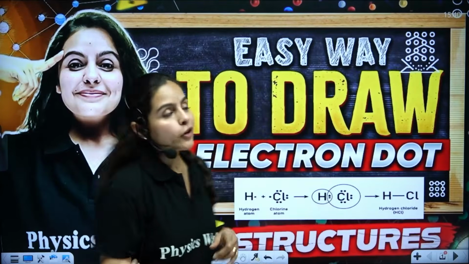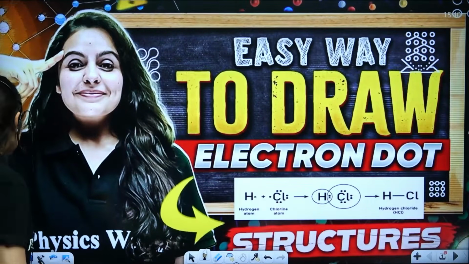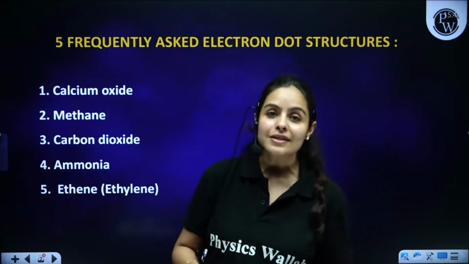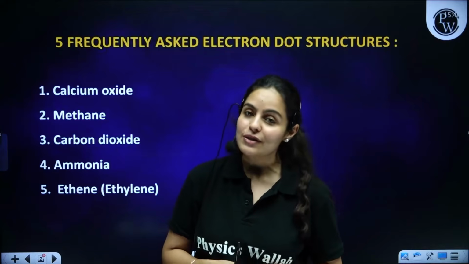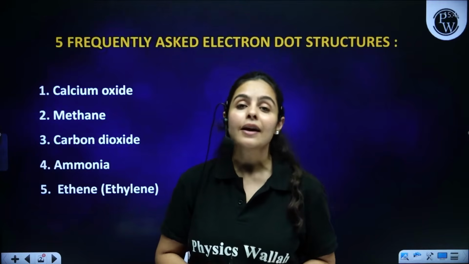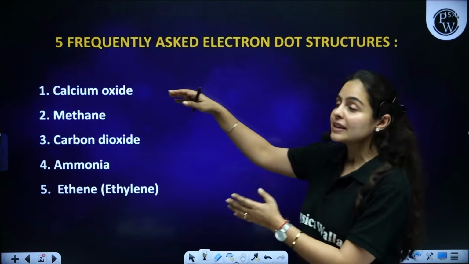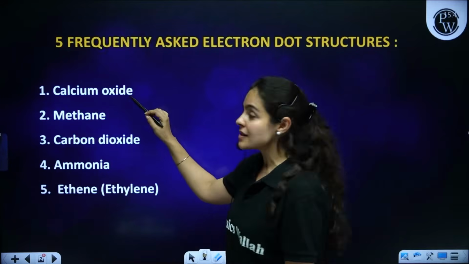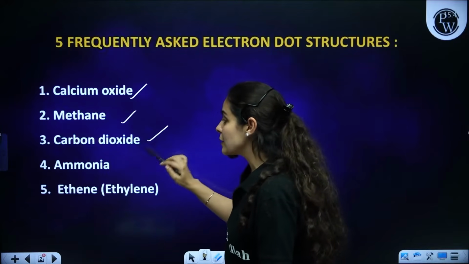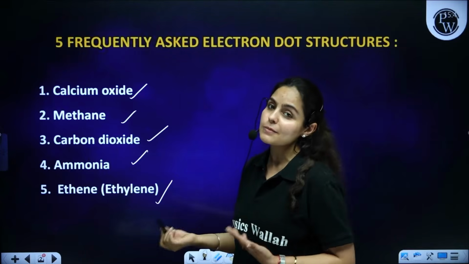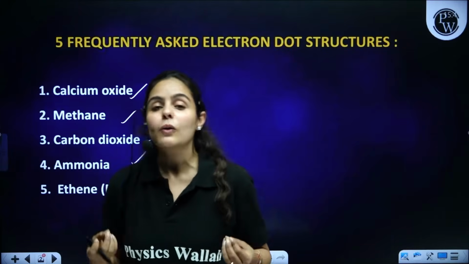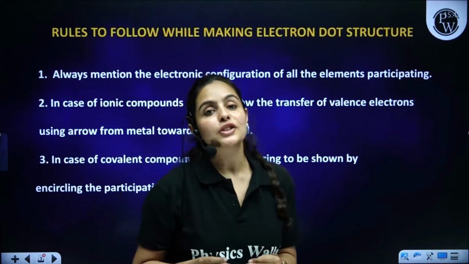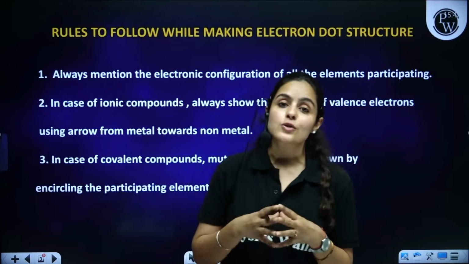So as we are talking about the easy way to draw structures, why not talk about the frequently asked electron dot structures, whether it's your ionic compound or covalent. So let's talk about the most frequently asked electron dot structures. These are the important ones: calcium oxide, methane, carbon dioxide, ammonia, ethene, and sometimes they also ask you ethane or ethyne. Now let's talk about certain rules that you need to follow while writing electron dot structures.